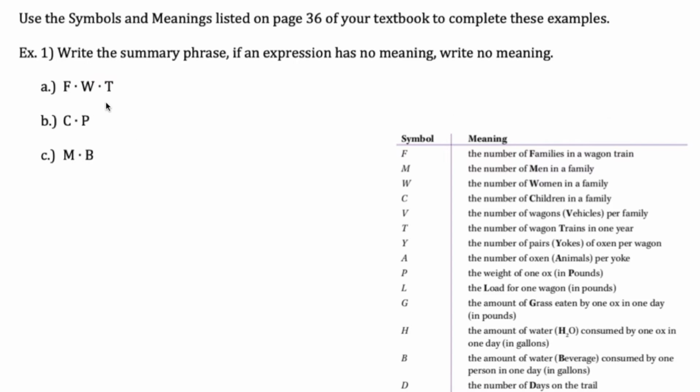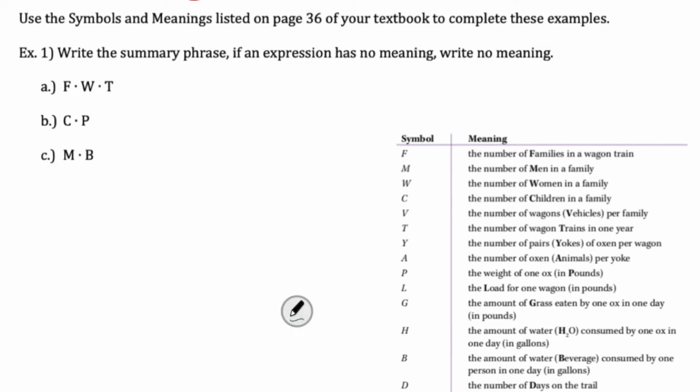So on the next section here, it tells you to use the symbols and meanings listed on page 36 of your textbook. I have a screenshot here of the symbols and meanings from page 36. So let's look at this example 1a. If we were to multiply the variables F times W times T, what would we get? So let's look at the meanings over here. F, the number of families in a wagon train, times W, the number of women in a family, times T, the number of wagon trains in a year. So that's a bit to understand all three of those variables at once.